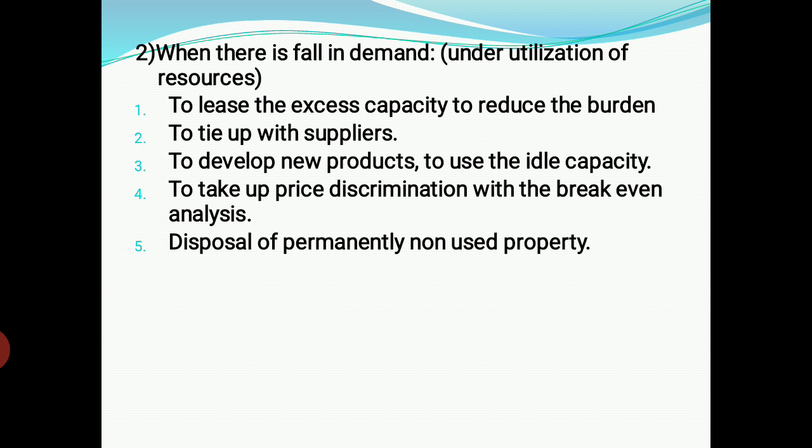Again, we can tie up with suppliers, so that our suppliers can produce on our behalf. Because if we start the production ourselves, it may not be able to survive with whatever expenses are created. So at that time, something like that can be done.